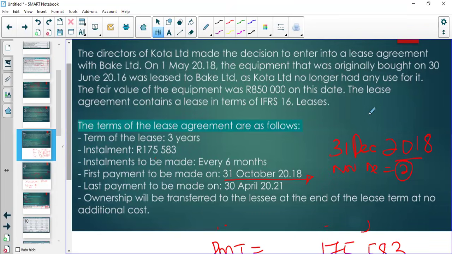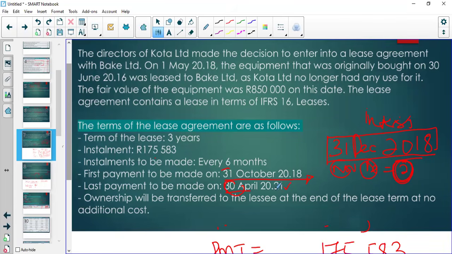But the interest has been earned. It will be paid on the 30th of April, but it was earned for November and December. So when we report at the end of the year, 31 December 2018, we need to remember that there's 2 months for which we haven't received payment because the payment is scheduled to be paid on the 30th of April, right? Every 6 months, 31 October, 30 April, 31 October, 30 April, until we reach 2021.